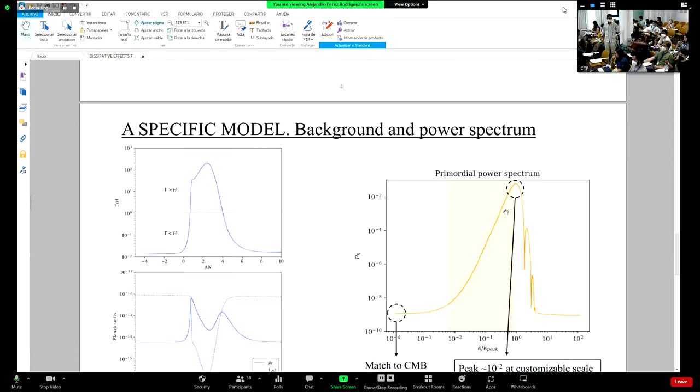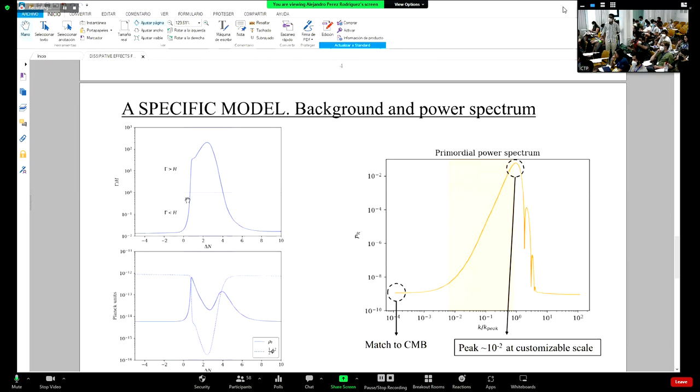But if you have a peak around this scale, shall that have any effect on the CMB temperature anisotropy? No, because at CMB scales, we have taken care of being consistent with current observations by Planck. So this is purely, so CMB scales are not here where I signal them. They are far. Right.